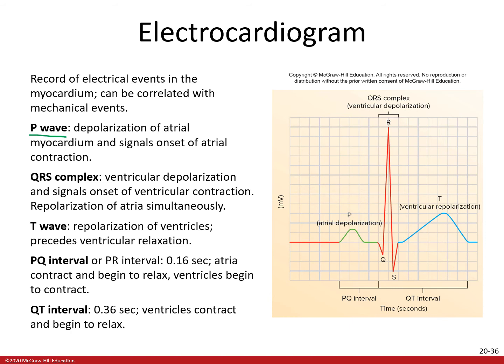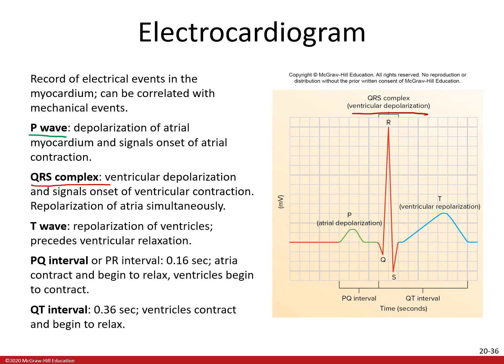The QRS complex is going to be that big jump after doing a tiny dip, and it's going to end in that little dip. The QRS complex is where we have ventricular depolarization and signals the onset of ventricular contraction, and then the repolarization of the atria simultaneously. So that's going to be that big guy right there. This diagram is telling you in general what's going on, so pay attention to what's in these parentheses.